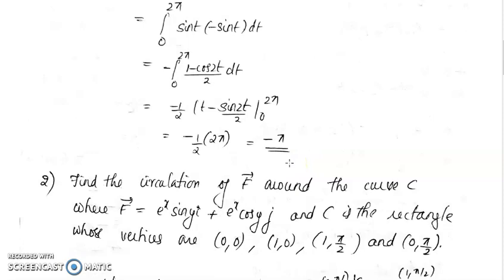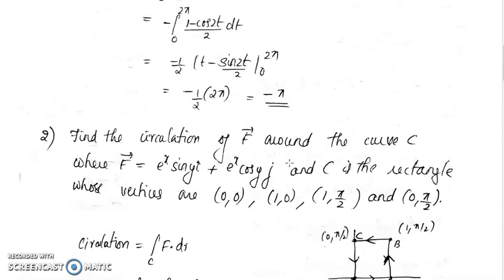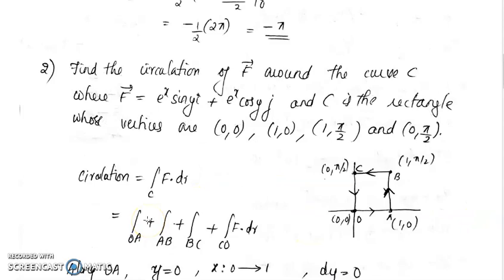And the second question is, you need to find the circulation of f around the curve C, where f is equal to e raised to x sin y i plus e raised to x cos y j, and C is a rectangle whose vertices are 0 0, 1 0, 1 pi by 2 and 0 pi by 2. So circulation is integral over C f dot dr.